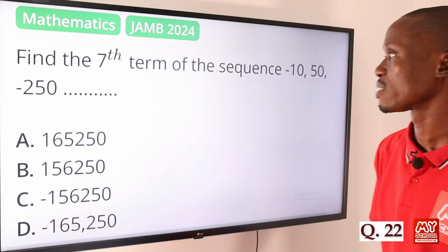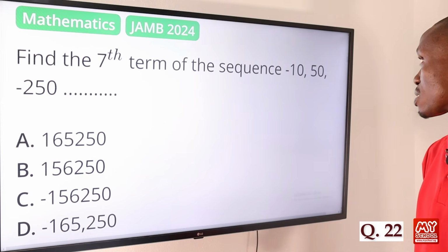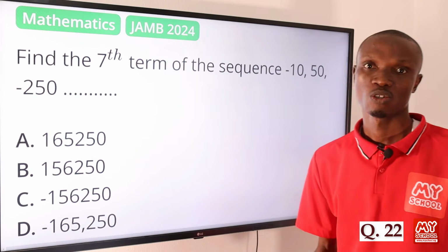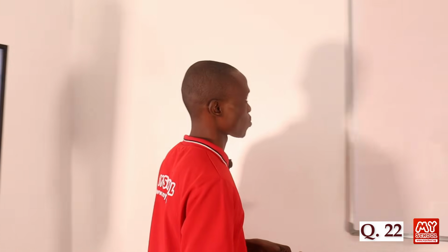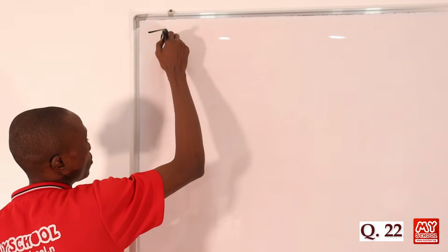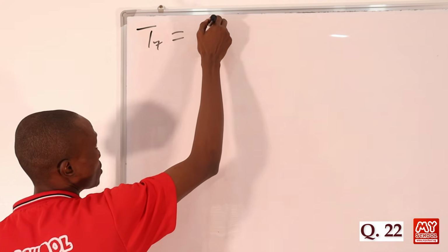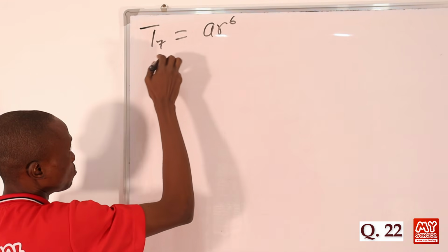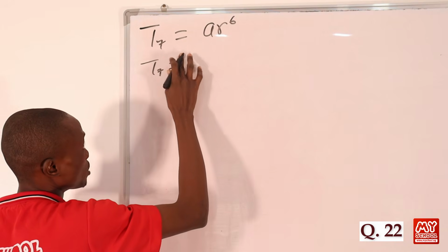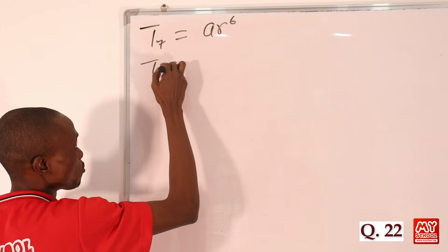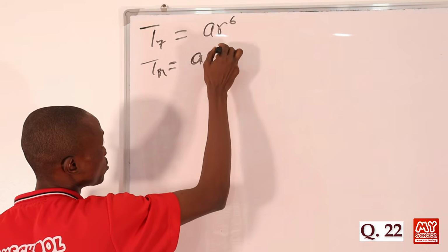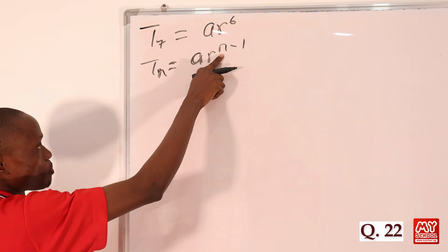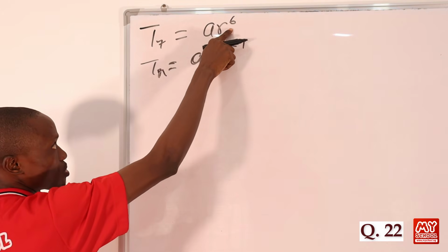Question 22. Find the 7th term of the sequence minus 10, 50, minus 250. So let's move over to the board to provide the answer to this question. We are asked to find the 7th term. The 7th term of the sequence is given as A, r raised to power 6. This is gotten from the nth term of a sequence, right? The nth term of a sequence is given as A times r raised to power n minus 1. Since we are calculating the 7th term, in place of n, we replace it with 7. So 7 minus 1 will give us 6, right?